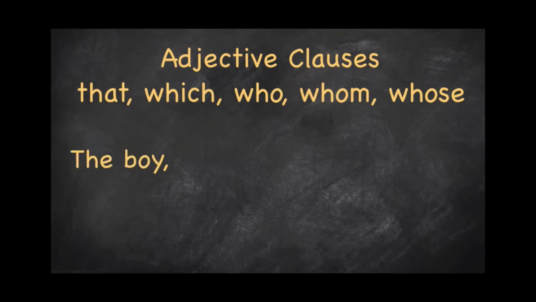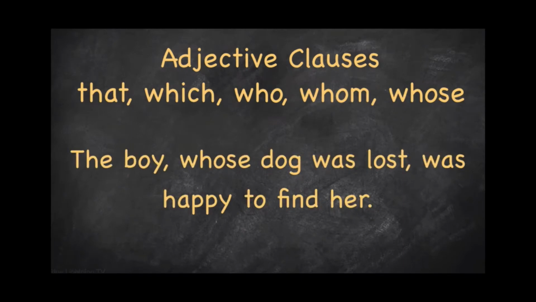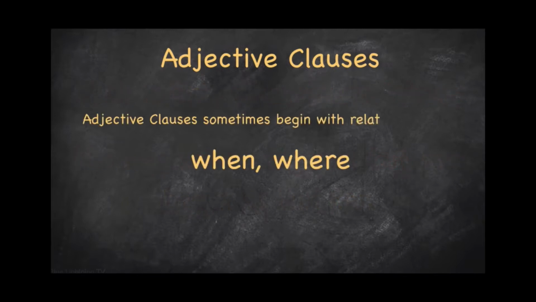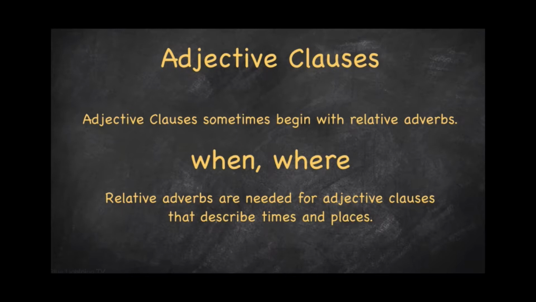The boy whose dog was lost was happy to find her. The adjective clause, whose dog was lost, modifies the noun boy and begins with the relative pronoun whose. Adjective clauses sometimes begin with relative adverbs, when and where. Relative adverbs are needed for adjective clauses that describe times and places.